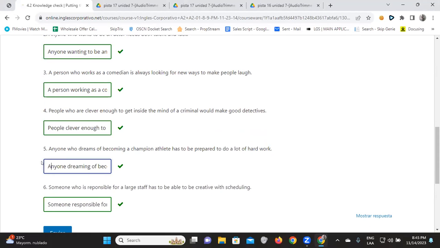Number five. Me, teacher. Go ahead. Okay. Anyone dreaming of becoming a champion athlete has to be prepared to do a lot of hard work. Very good. Champion. Excellent. Number six.